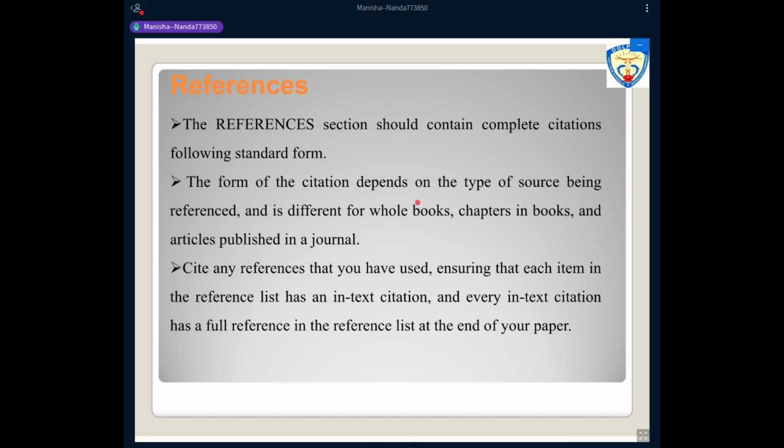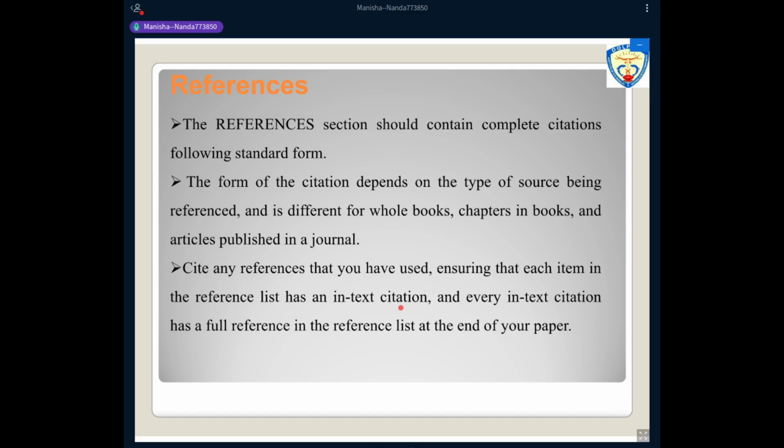The form of the citation depends on the type of source being referenced and is different for whole books, chapters in books, and articles which are published in a journal. Of course, we have different formats for all these types of references, so you have to follow that particular format. Cite any references that you have used, ensuring that each item in the reference list has an in-text citation.